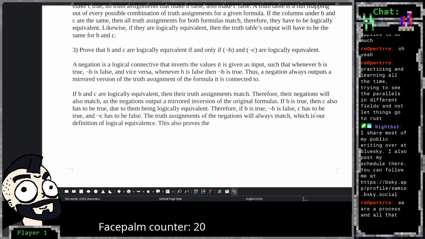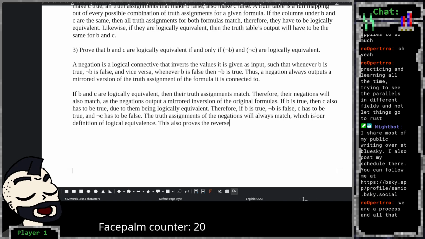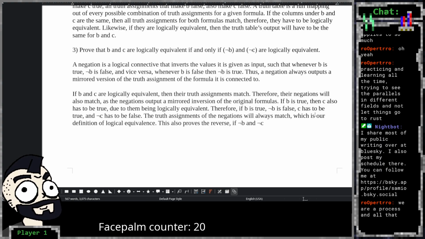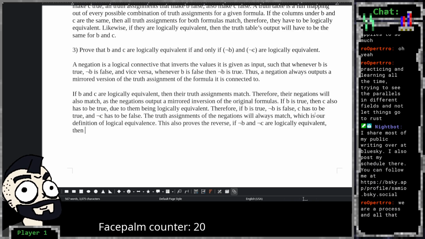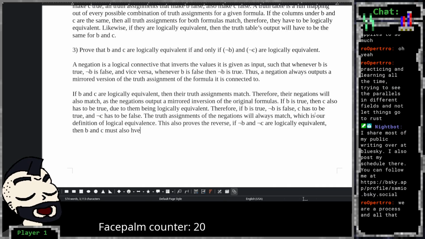Actually, no, it will not be the converse. I'm sorry. This also proves the reverse. Yeah, converse and reverse are not the same in logic. This also proves the reverse. If not V and not Chi, not beta and not Chi are logically equivalent, then V and beta and Chi must also be.